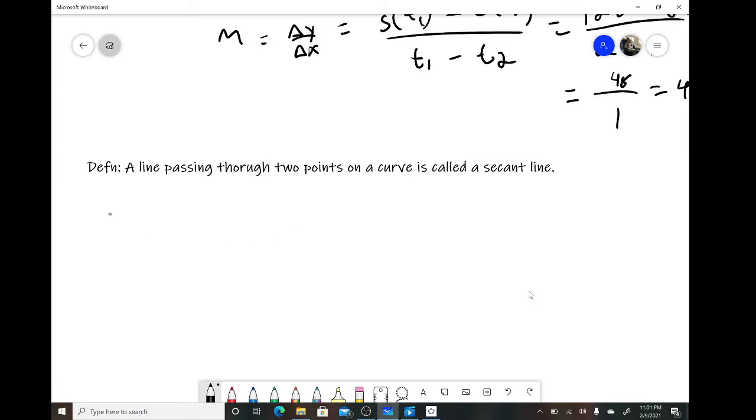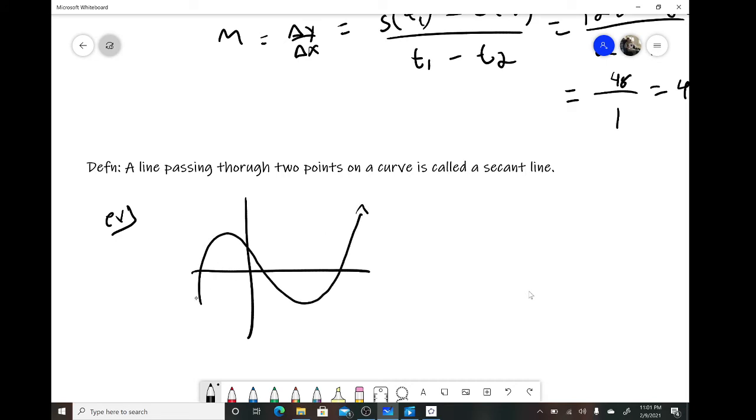Let me give you an example, like a more local example. Let's say you have this function, something that looks like this. Let's call that f. Let's say you have point A here and point B here. Then a secant line will be a line that goes through those 2 points, kind of like this. That will be a secant line.